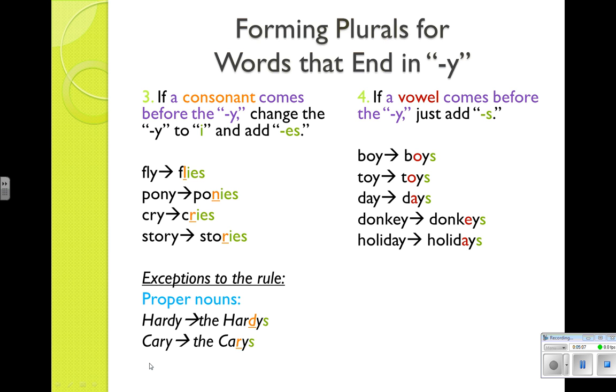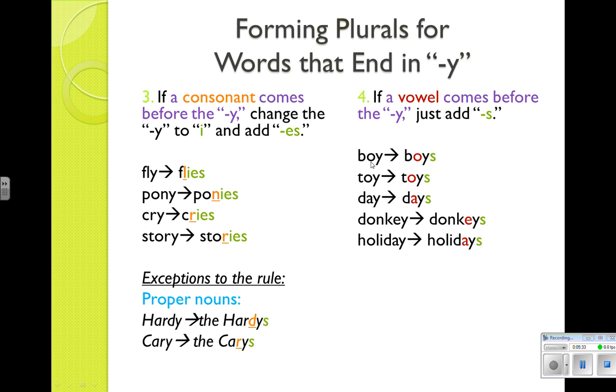So if you have a family name and it ends in a Y, you're not going to change it to IES. You just leave it the way it is and just add the S like you normally would. Which brings us to rule 4. For these ones, fly, pony, cry, and story, we changed them to IES because there was a consonant before the Y. But if a vowel comes before the Y, you don't do that. All you do is add S.